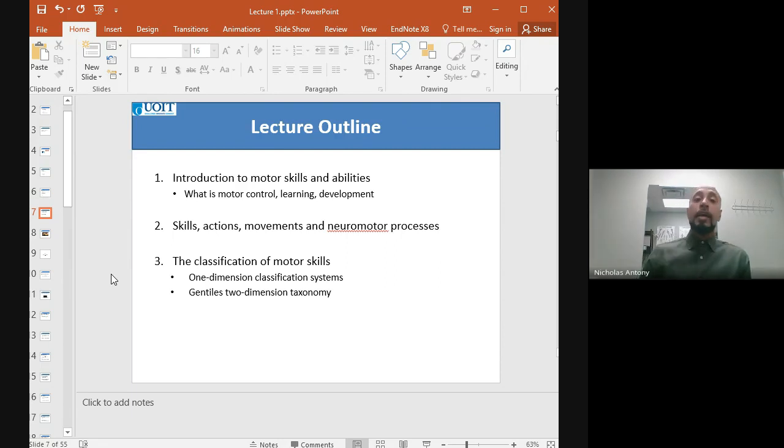And then today we're going to start off by introducing motor skills, the term motor skills. And we're going to talk about what motor control is, what motor learning and motor development are as terms, and why they're different. We're going to look at the terminology that is used in research to describe motor control terms, so ways to describe motor skills. So we're going to learn these terms. And then we'll finish off with how we initially learned to classify different types of motor skills.